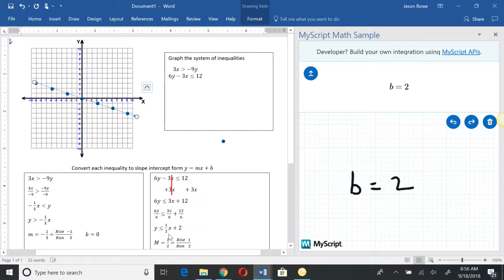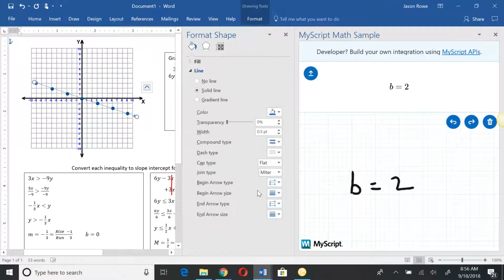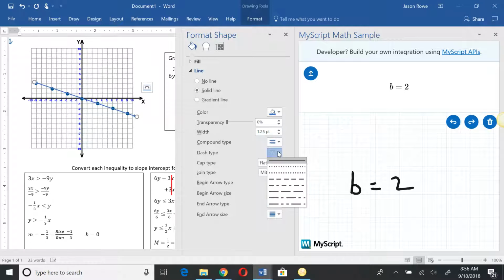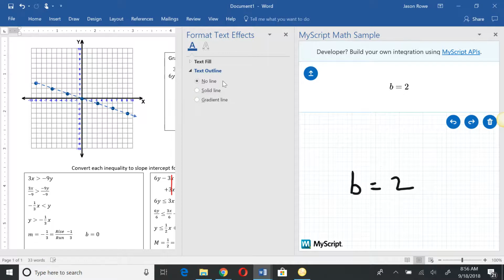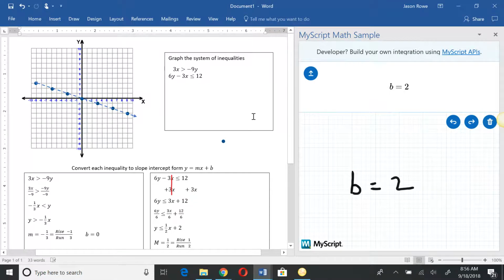I can format it. And I'm going to format it to be a little bit wider. And we're going to add some dashes. And so it's a dashed line. All right, so there's that one. Second one, we're going to do this one in red.